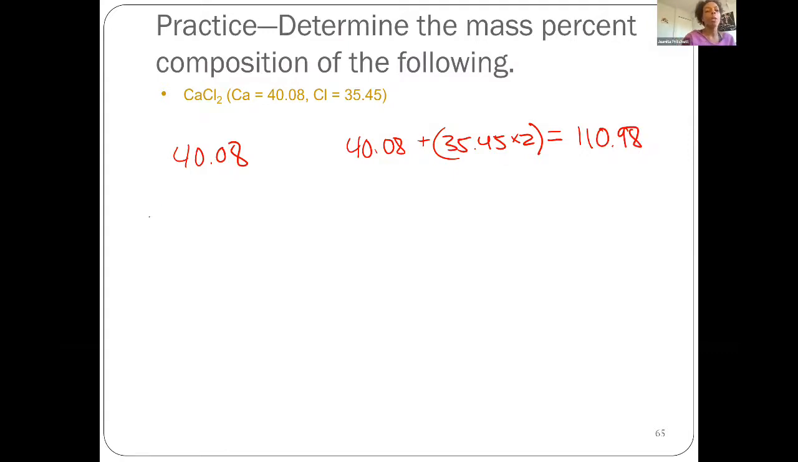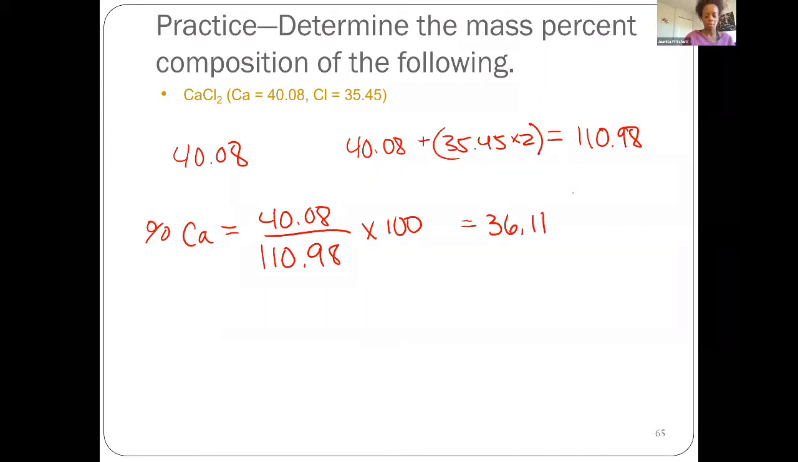And so if we wanted the mass percent of calcium, that would be its mass, 40.08, divided by the total mass of the compound, times that by 100. So we end up with 40.08 divided by 110.98. And then we multiply all that by 100, and we get 36.11 as your percent calcium.